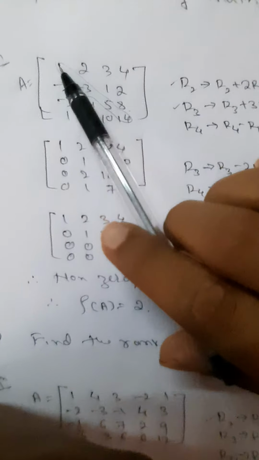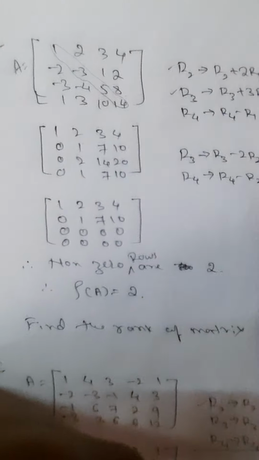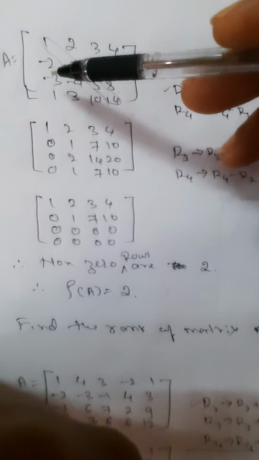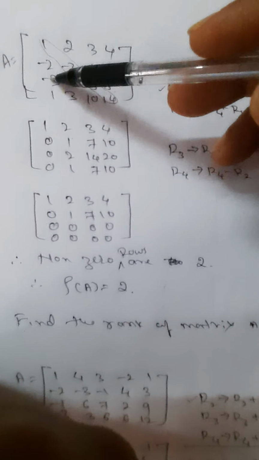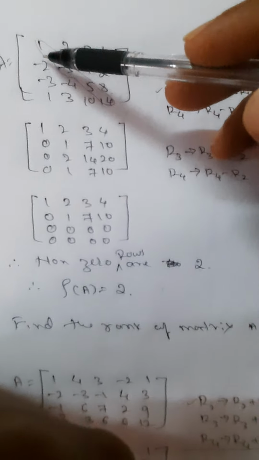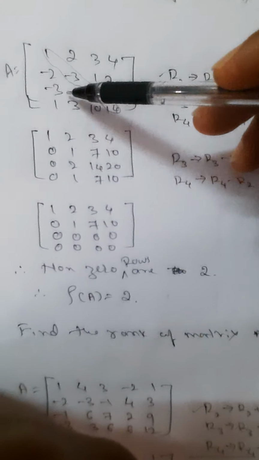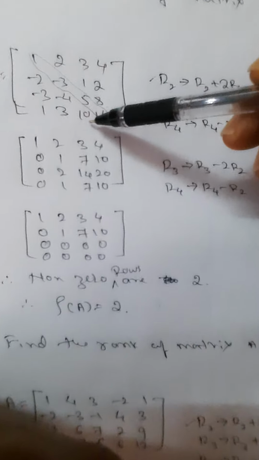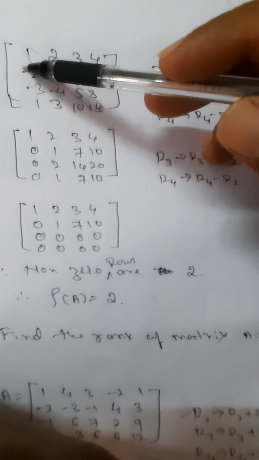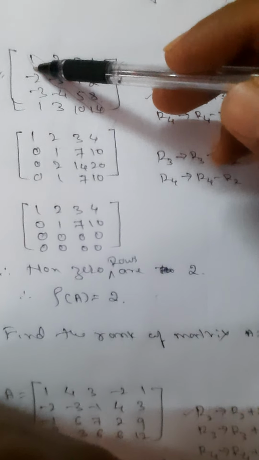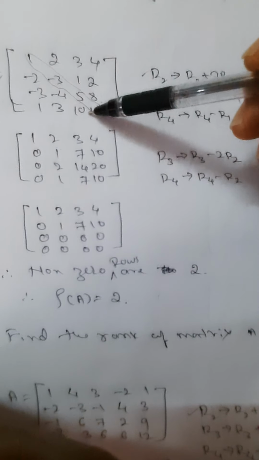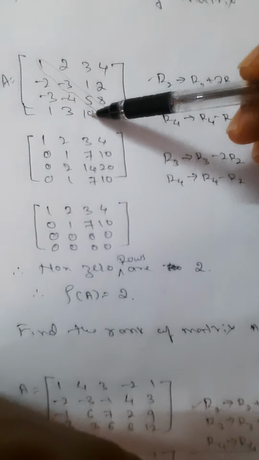Now here this is the diagonal element, right? 1, minus 3, 5, 4 are the diagonal elements. We are converting the below diagonal elements to 0. Minus 2, minus 3, 1, 2 to 0. Then we are making minus 4, minus 3 to 0. In the first step you make these 3 elements 0. In the second step make these 2 elements 0. In the third step make this element 0.